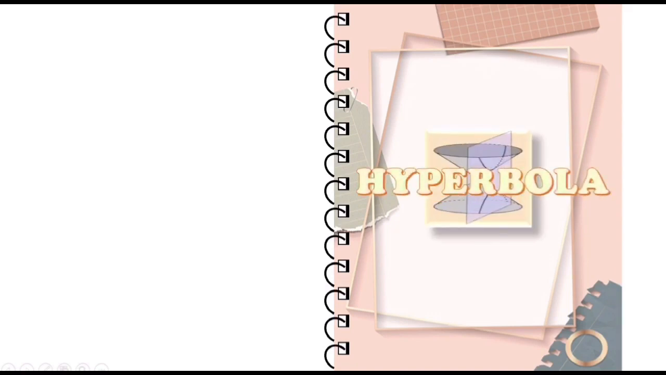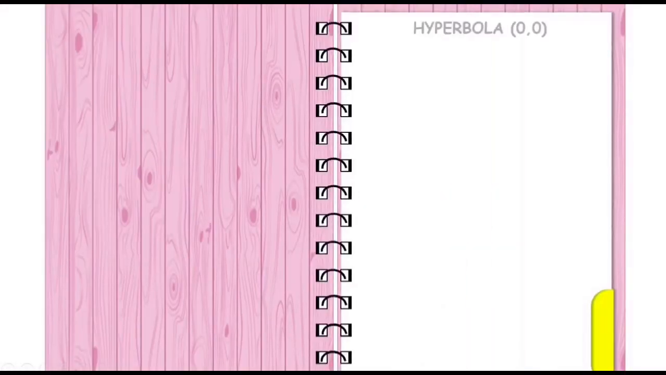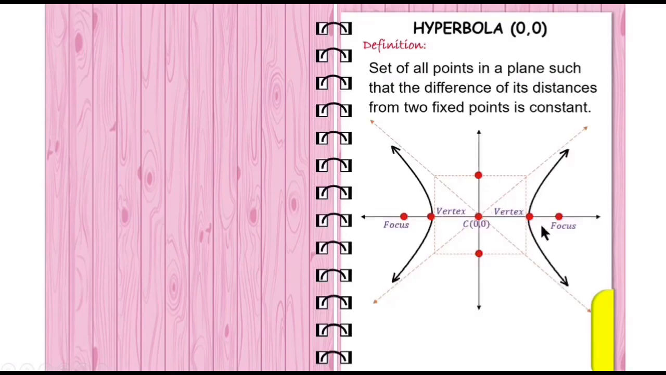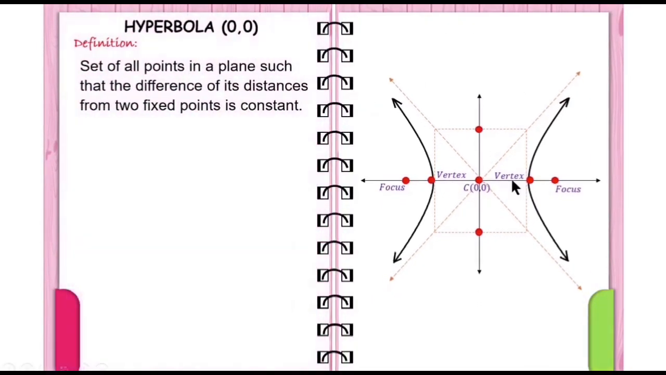The last type of conic section we shall talk about is hyperbola with center at the origin. Hyperbola is a set of all points in a plane such that the difference of its distances from two fixed points is constant. The fixed points are called the foci of the hyperbola.